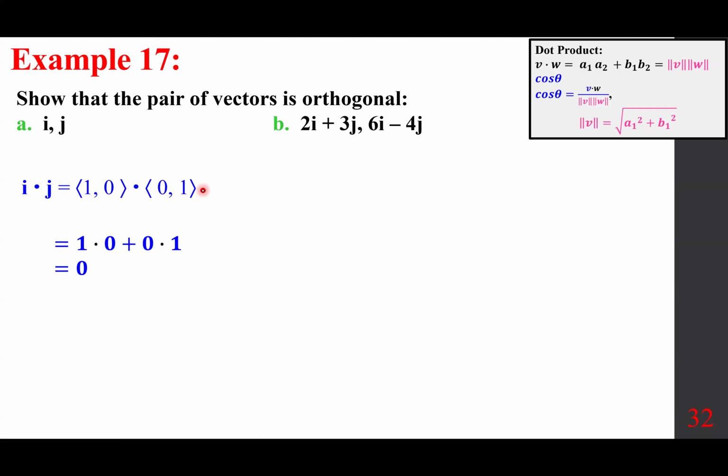We do the same thing here. This is 2 times 6 plus 3 times negative 4. This is positive, this is negative 12. They add up to 0. So their dot product is 0, or you show that the angle in between is pi over 2. Either way, it makes no difference. It means the same thing.